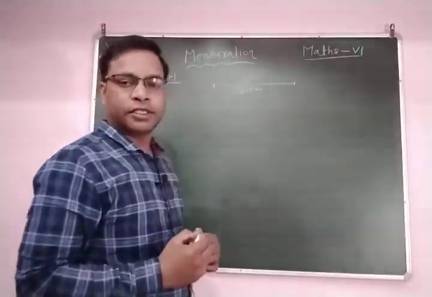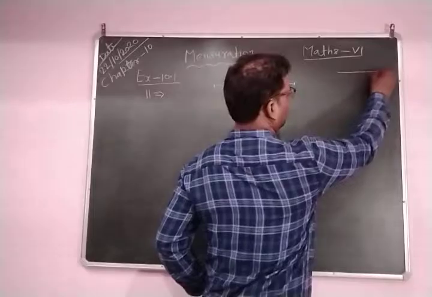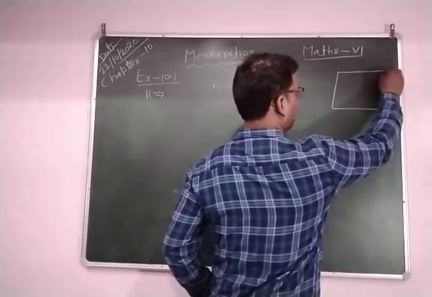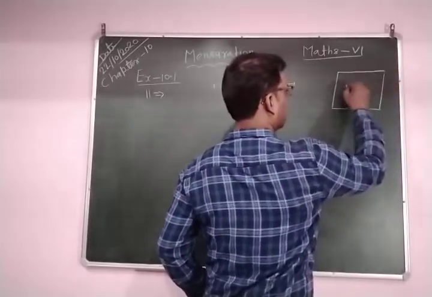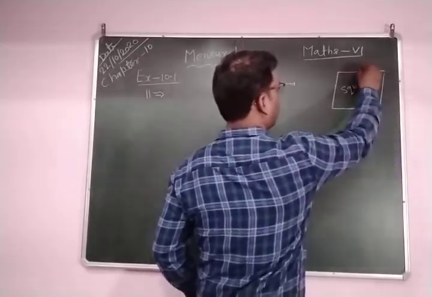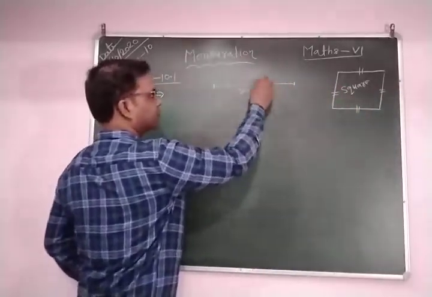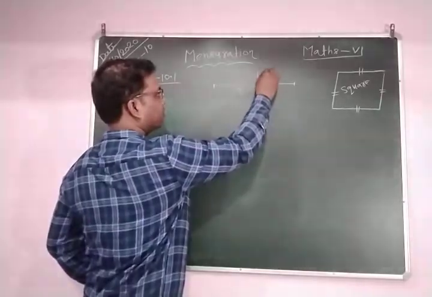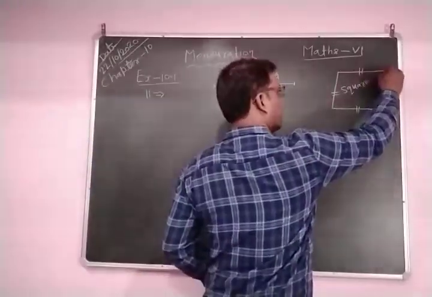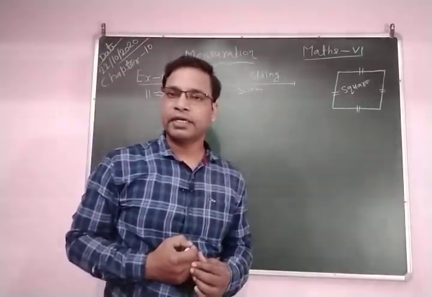First, this string is used to form a square like this. This is the square. A square has all sides equal. This is a string. So first, with this string we make a square. We need to find its side. Okay, so how can we find its side?